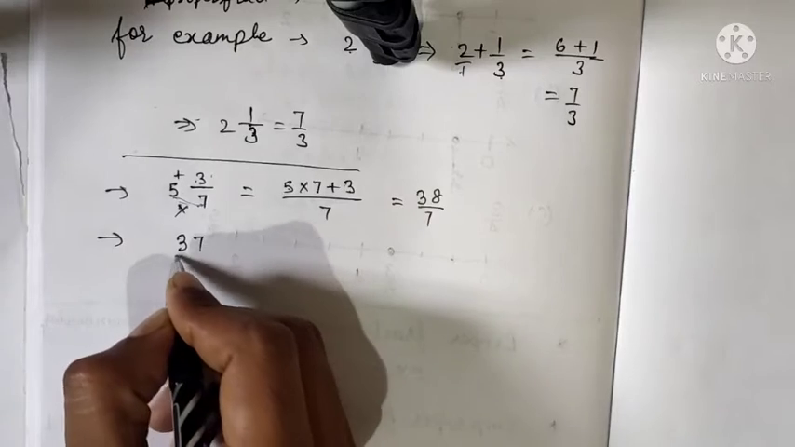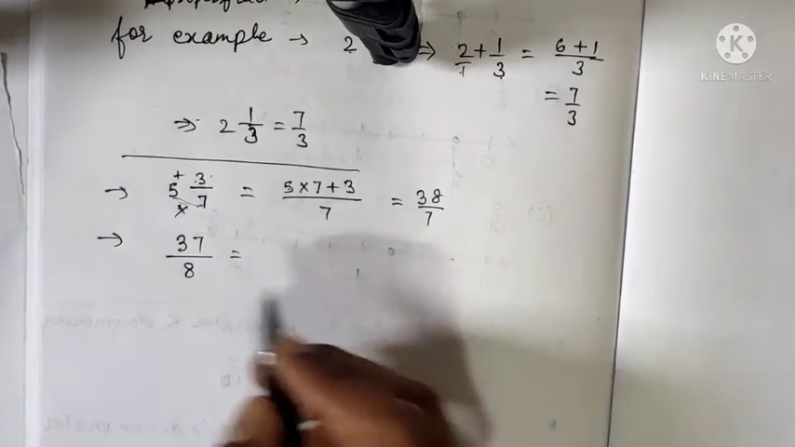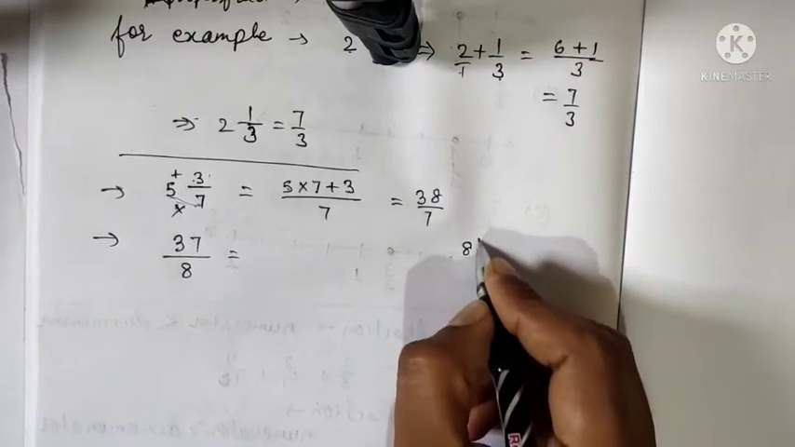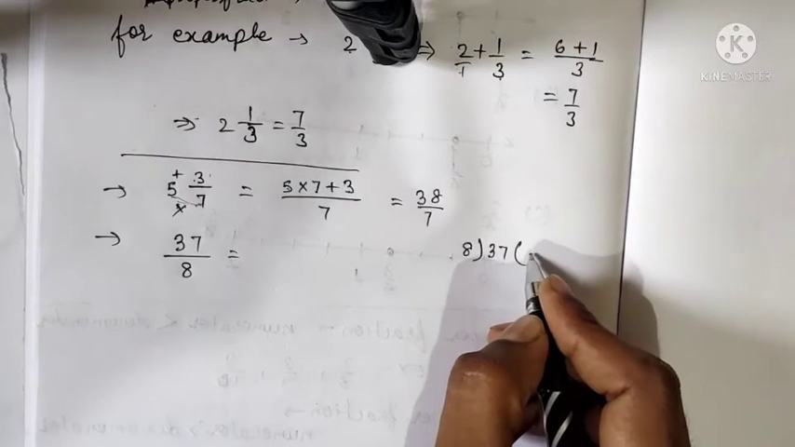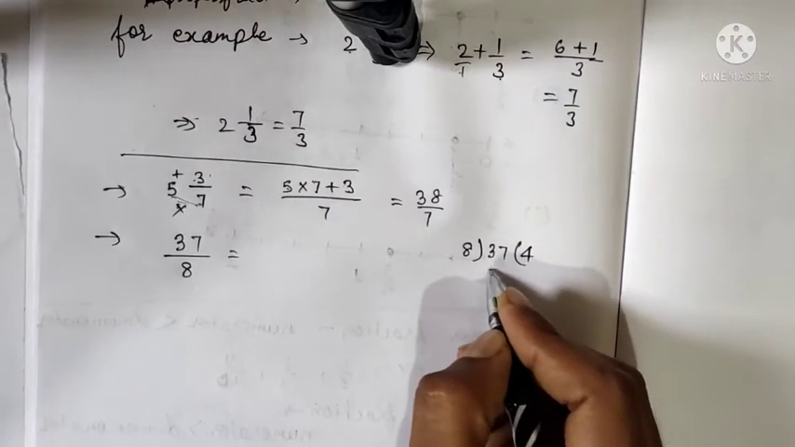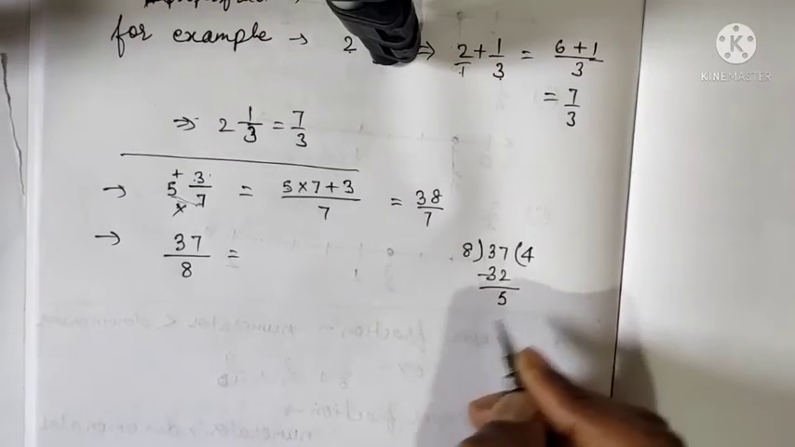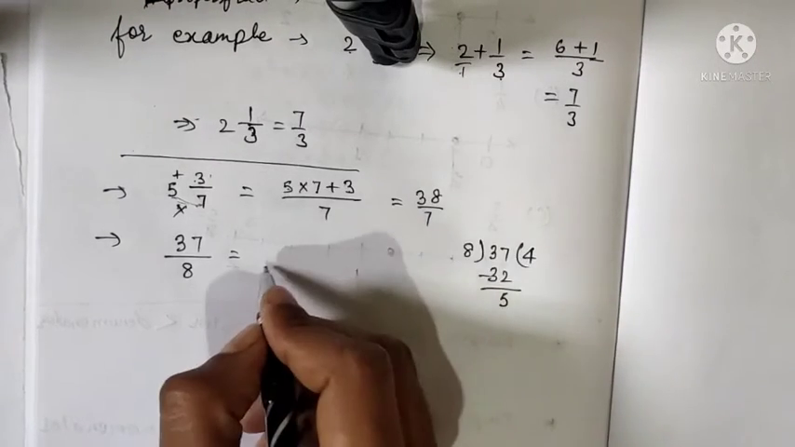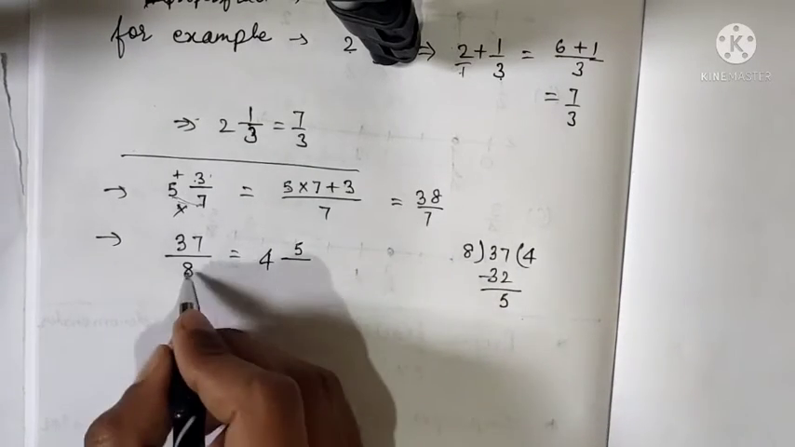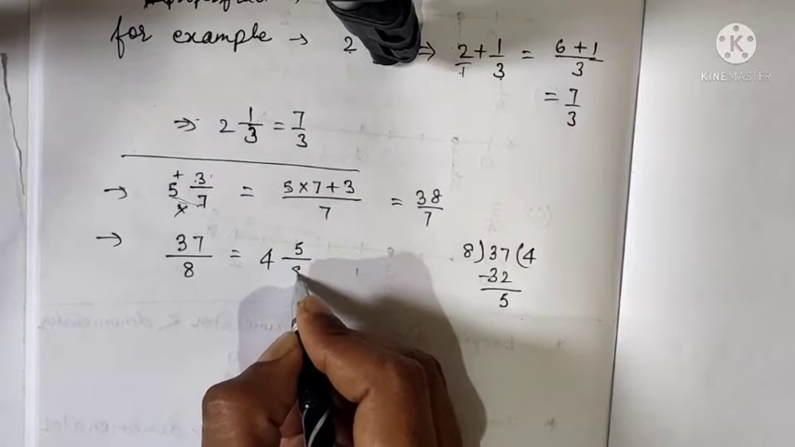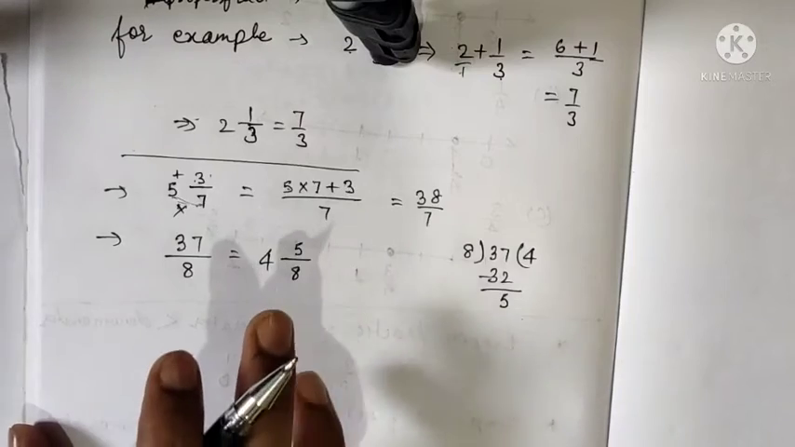For example, we have to convert the improper fraction 37 by 8 into a mixed fraction. Then just divide 37 by 8. Then it will be 8 4s are 32 and 37 minus 32 is equal to 5. So write the quotient 4 and then the remainder in the numerator and the divisor at the bottom, that is the denominator. So the answer is 4 5 by 8. Simple.